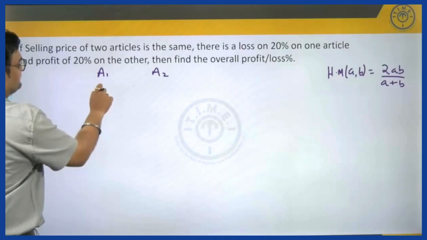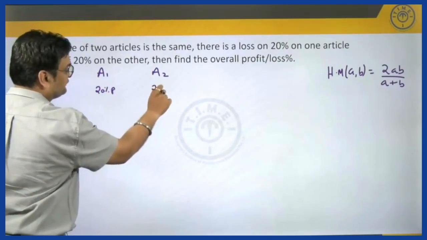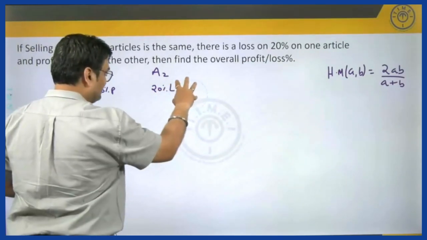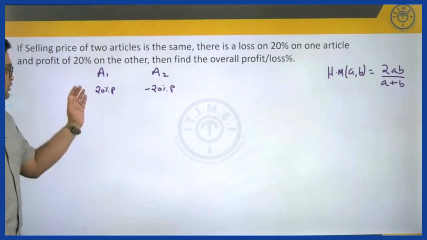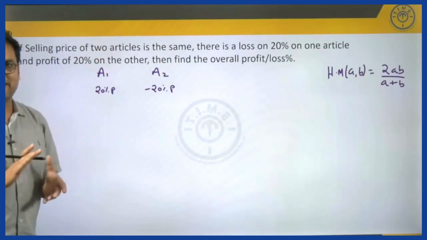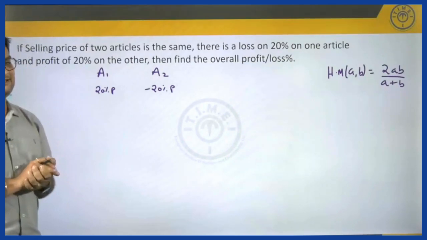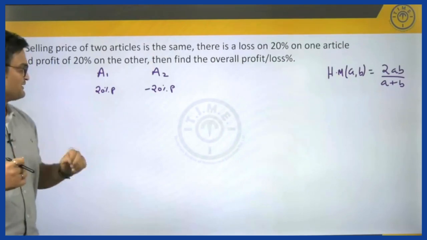On the first article, there is a profit of 20%. On the second article, there is a loss of 20%. That means profit of minus 20, we can also write it like this. Both have the same selling price. Now here the way we can get our answer directly is, there is no need to do any detailed calculations for this. So the third approach is like this.